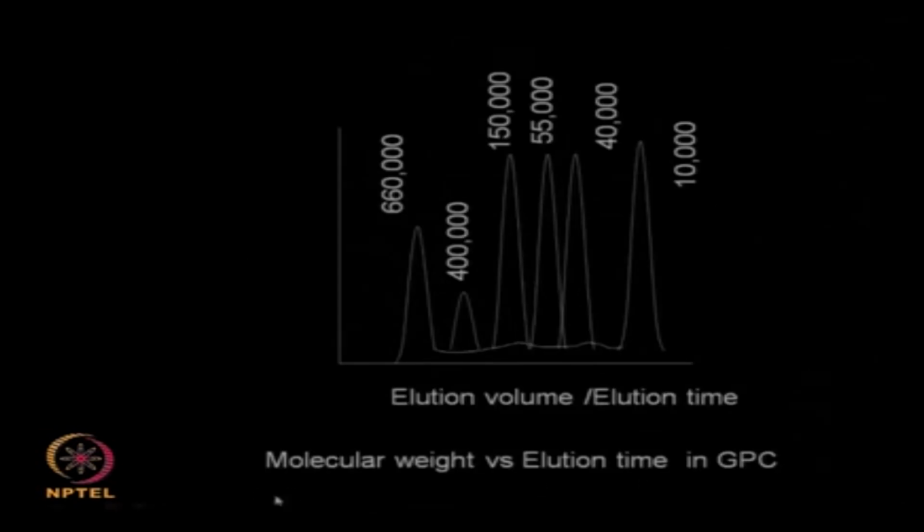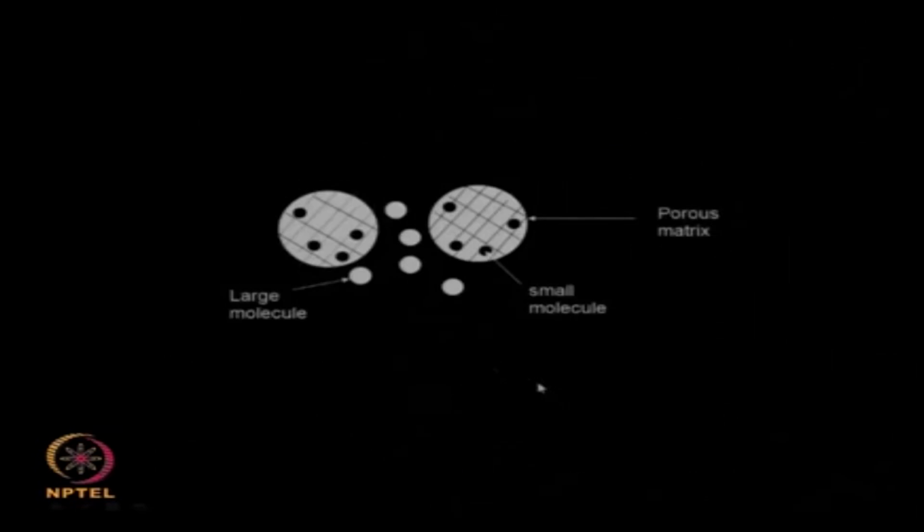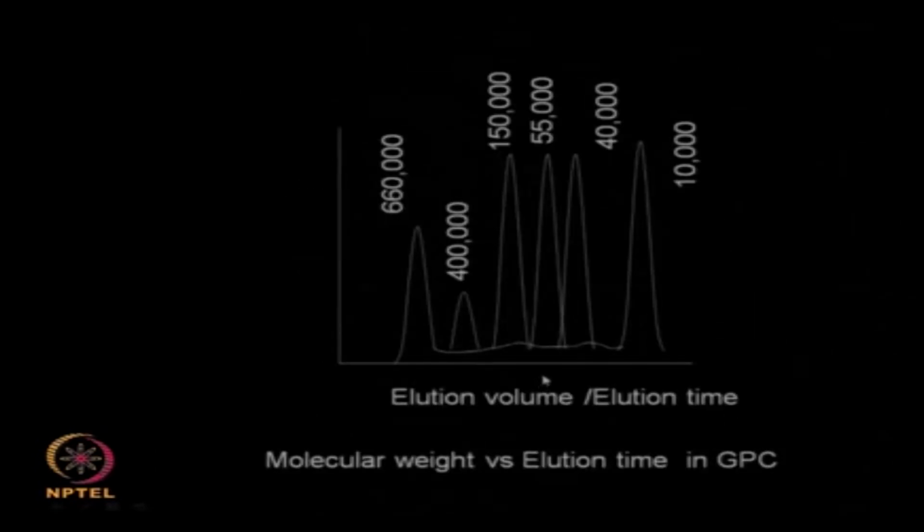Okay. So typically if you are looking at elution volume or elution time, you may have a 660,000 molecular weight material coming out fast, followed by 400,000 molecular weight material, followed by 150,000 molecular weight material, 55,000 molecular weight material, 40,000, finally 10,000. So you can see that molecular weights from 660,000 to 10,000 could be nicely separated out using this gel permeation chromatography or size exclusion chromatography. So it is extremely useful for separating out proteins.